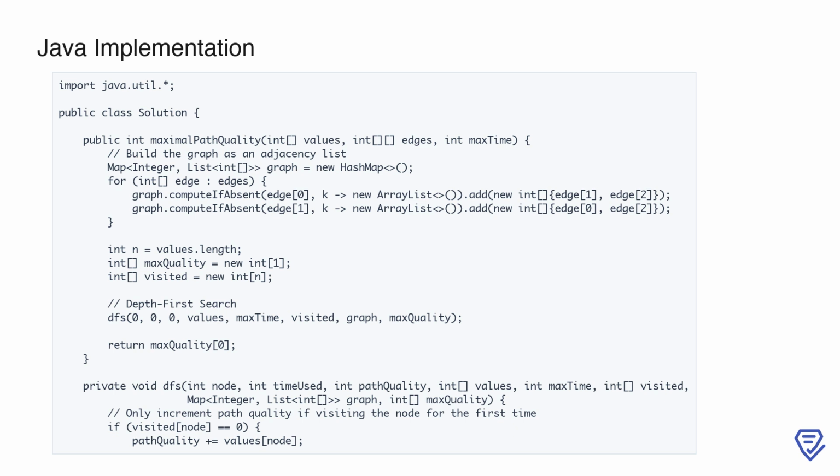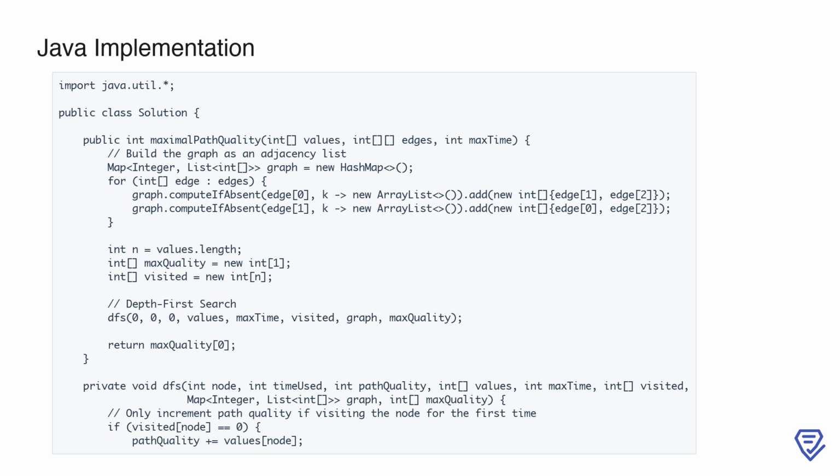Next, we initialize some variables. N stores the number of nodes in the graph, and max quality is an array of size 1 to store the maximum path quality as we explore. The visited array tracks how many times we've visited each node. To explore the graph and calculate path quality, we use a depth-first search (DFS) approach implemented in the DFS method. We start the DFS from node 0, with an initial time and path quality of 0.